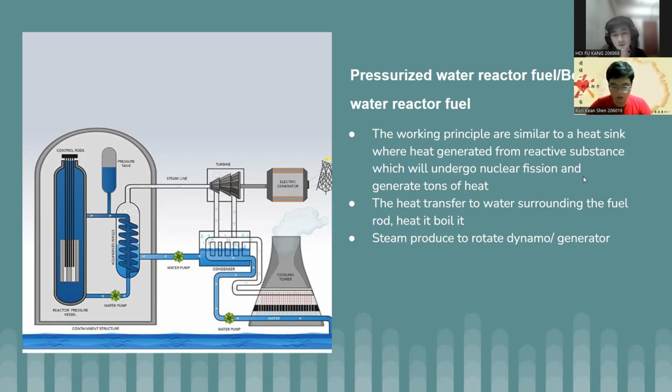So whenever we think of nuclear, we always relate to three types of heat transfer form, which are conduction, convection, and radiation. But in our case, only two types are involved, which are convection and conduction.